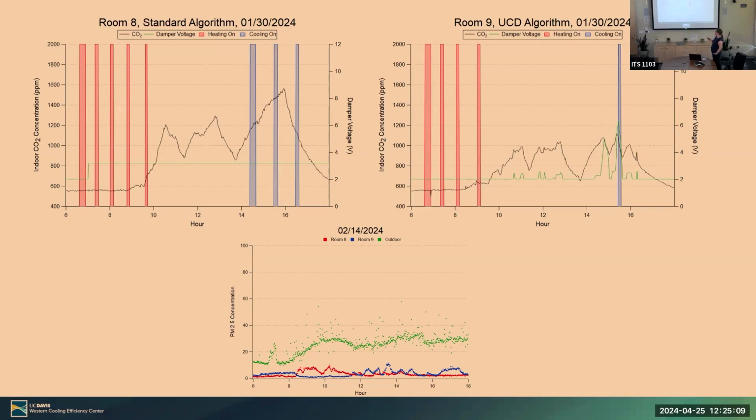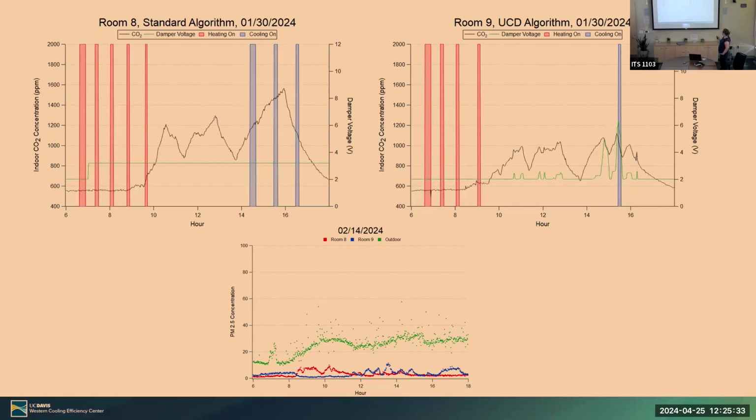The students come in and out of the room and CO2 gets as high as almost 1,600 parts per million. Ideally, you want to stay below like 1,100 if you're meeting building code. And because of the students being in the room here, we had 3 calls for cool even in January.